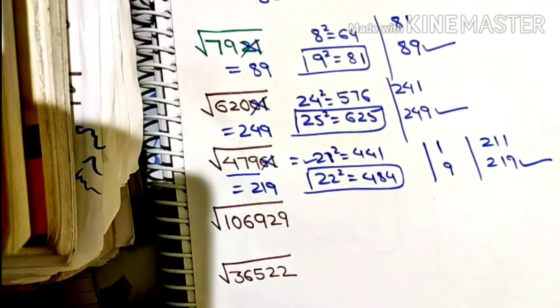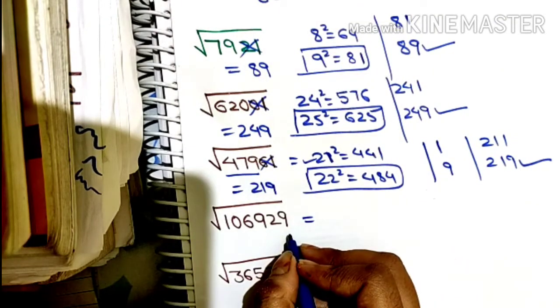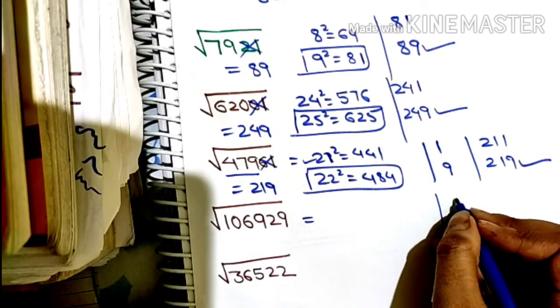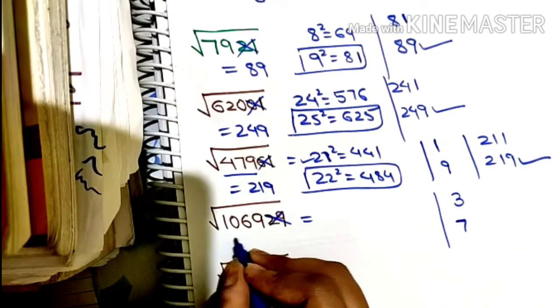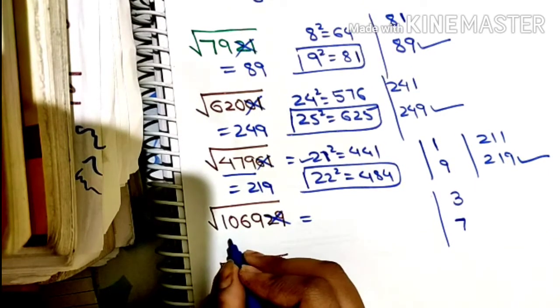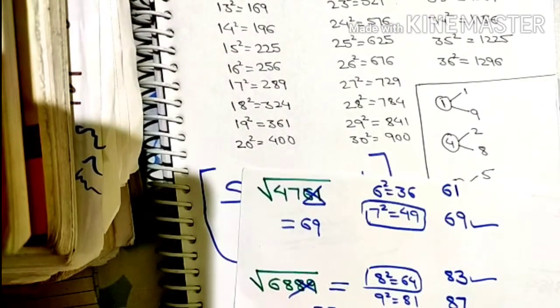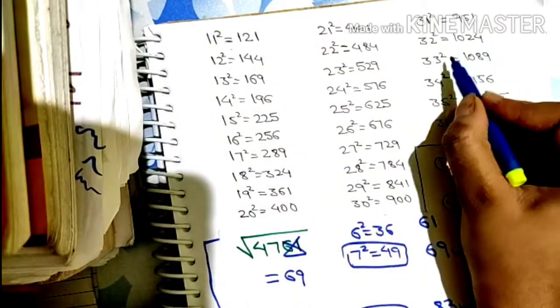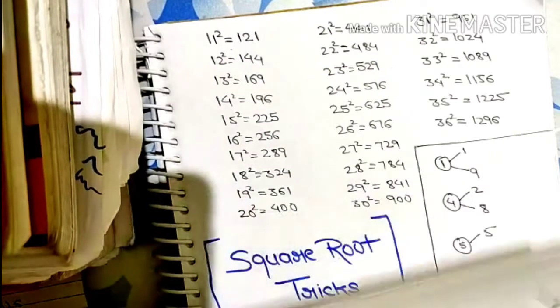Now we have to find the square root of a 6-digit number very easily. What we have to do, we have to check the unit digit, it's 9, and there are two possibilities for 9, that is 3 and 7. Ignore the last two digits and look at the rest of the digits, that is 1069. From the square chart you have to find that 1069 lies between these two. Okay, 32 square and 33 square.